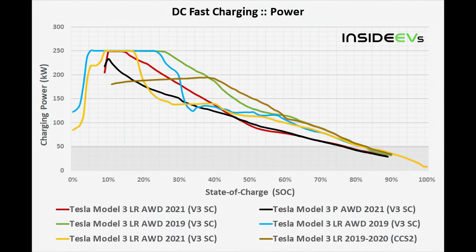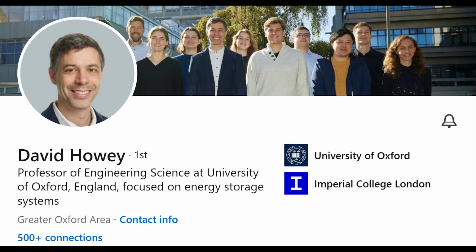I've been running this channel for about 4 years now, and one of the biggest knowledge gaps for me, from a software perspective, was what determines how fast a battery charges. Now, I finally found someone who I think can help shed some light on the topic, David Howey of the University of Oxford, who specializes in modeling and managing EV and grid storage power systems.